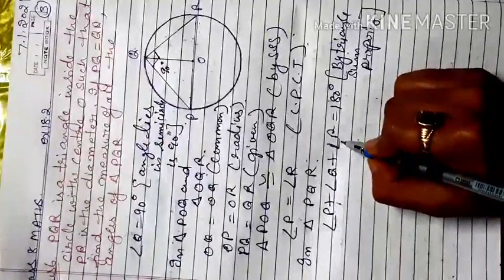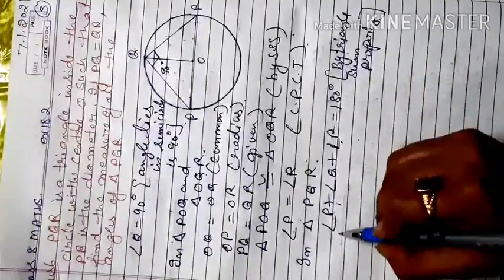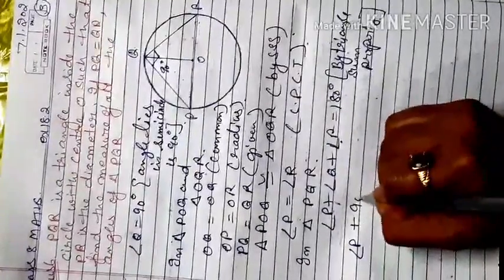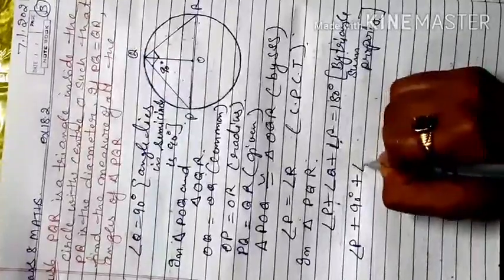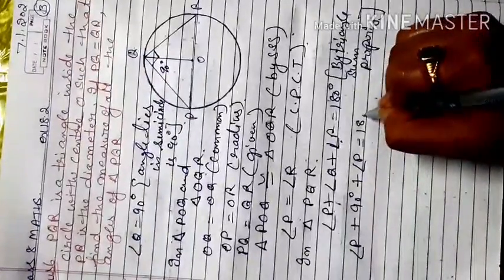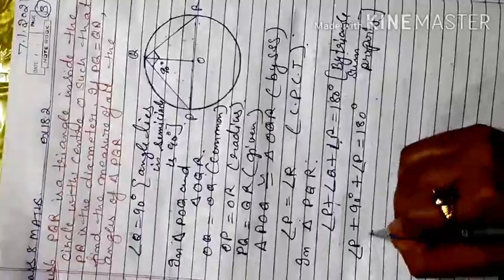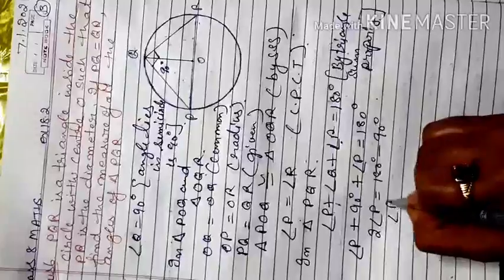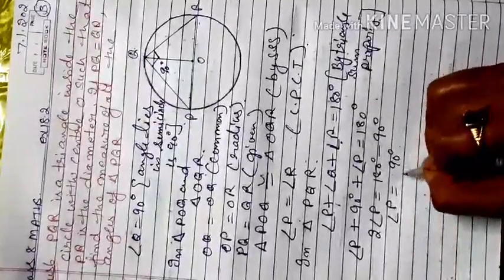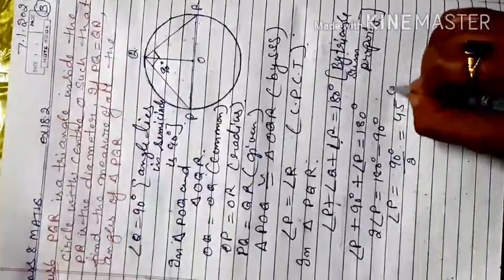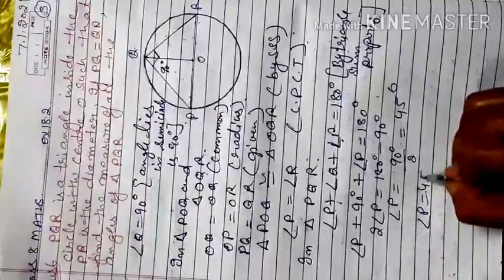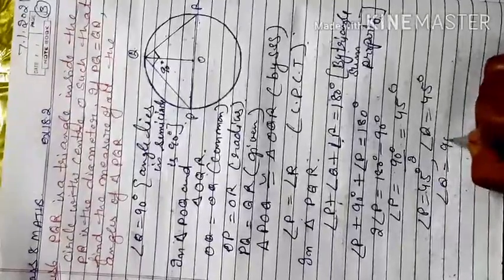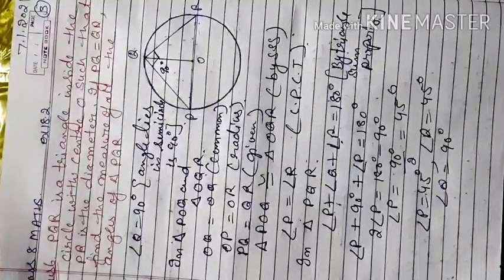So angle P is equal to angle R, so we can replace angle R with angle P. Q is 90 degrees. If we find angle P, we can easily find angle R. 2 times angle P is equal to 180 degrees minus 90 degrees. So angle P is equal to 90 by 2, which is 45 degrees. That means angle P is equal to 45 degrees, angle R is equal to 45 degrees, and angle Q is equal to 90 degrees in this triangle PQR.